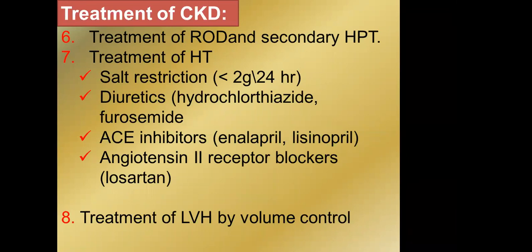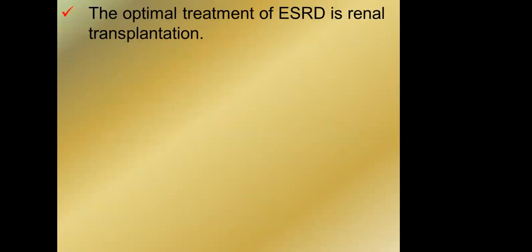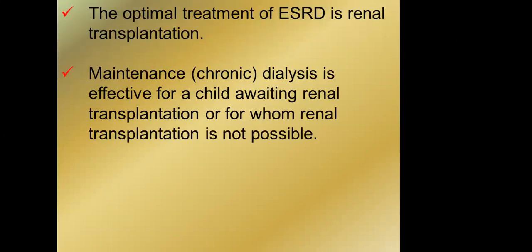Treatment of the left ventricular hypertrophy by volume control, and the optimal treatment of the end-stage renal disease is by the renal transplant. The ultimate treatment is by the renal transplant. But the dialysis, in the form of maintenance, which is chronic dialysis, is effective for the child awaiting renal transplantation, or for whom renal transplantation is not possible. The optimal treatment, and the end treatment for the end-stage renal disease, is renal transplant.